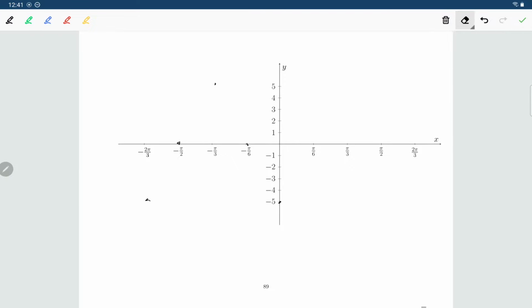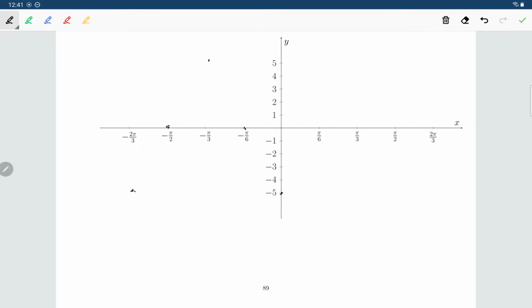There we go. So our shape of one cycle of our trig function should look a little something like that. And then if we wanted to draw a second cycle, there we go. So our y value is going to 0, then to 5, then back to 0, then back to negative 5.